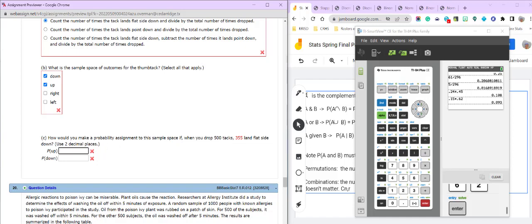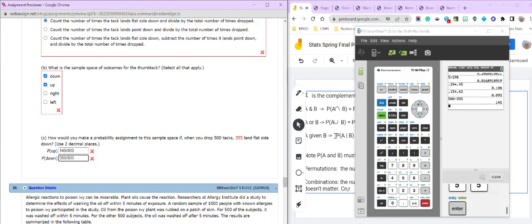So what we could do, by the way, here's a nice trick. You can say flat side down is 355. So if you want to do the math, I'll do it for you here. 500 minus 355 is 145. So 145 landed pointy side up, right? Flat side down, flat side up, whatever. Okay, out of 500, flat side down is 355.